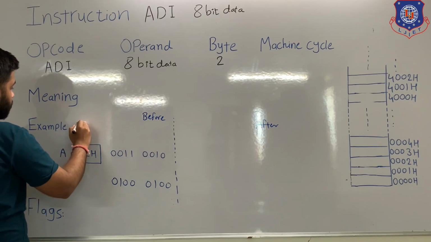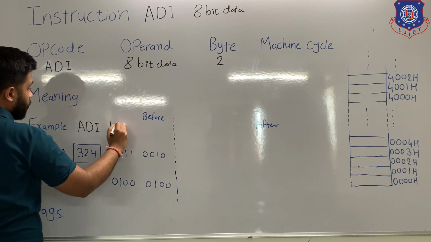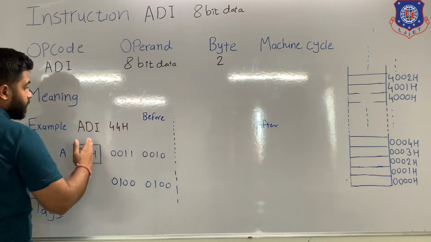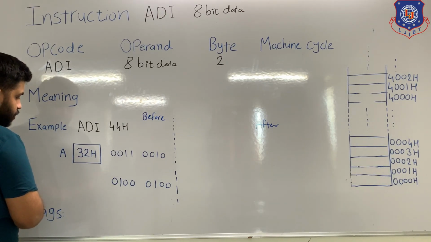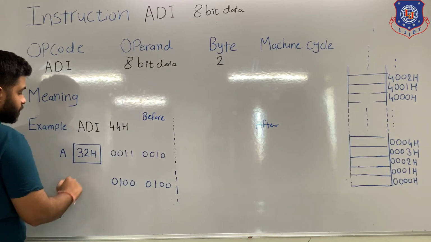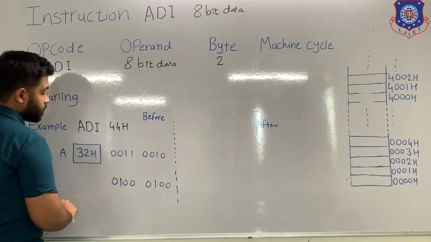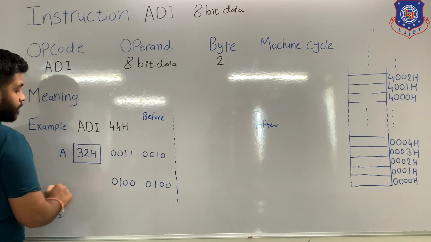Let's see one example. Suppose ADI 44H. Before the execution, you can see that the content of accumulator is 32H. So the content of accumulator is 32H. In hexadecimal, if you convert into binary, you will get this number. The 44H is represented in binary.